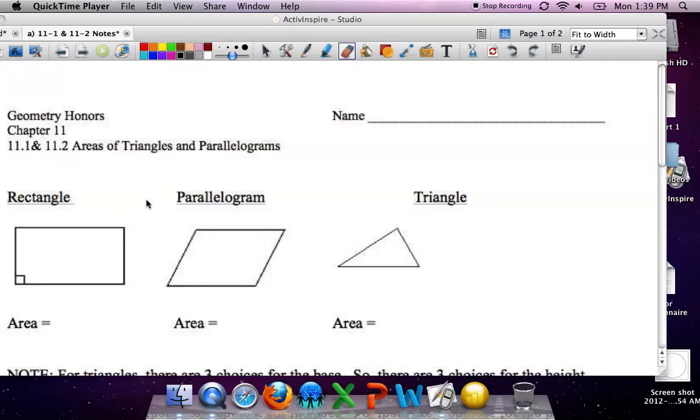11.1 and 11.2, areas of triangles and parallelograms. I realize that the notes in your packet are slightly different than the ones on this presentation, but they're close enough to each other that you can follow through. The area of a rectangle could be thought of as the following.